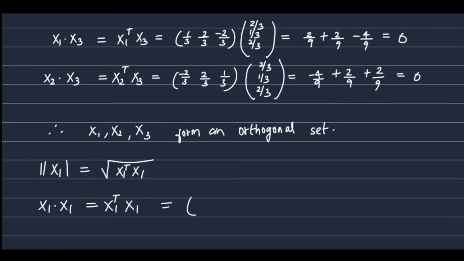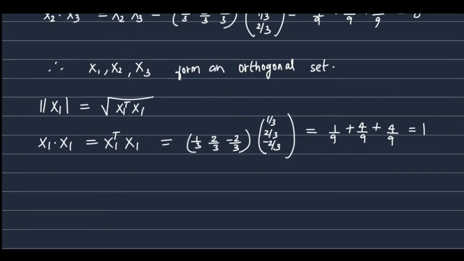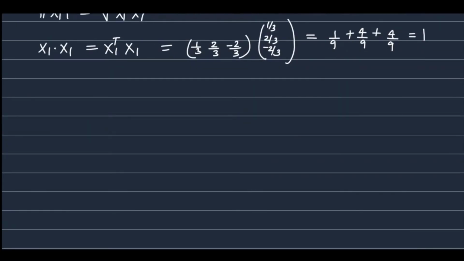So x1 transpose is 1 by 3, 2 by 3, minus 2 by 3, and x1 is 1 by 3, 2 by 3, minus 2 by 3. When we do the multiplication here, we will get 1 by 9 plus 4 by 9 plus 4 by 9, which is equal to 1. So the norm of x1 is 1, that is, x1 is a vector of unit length.